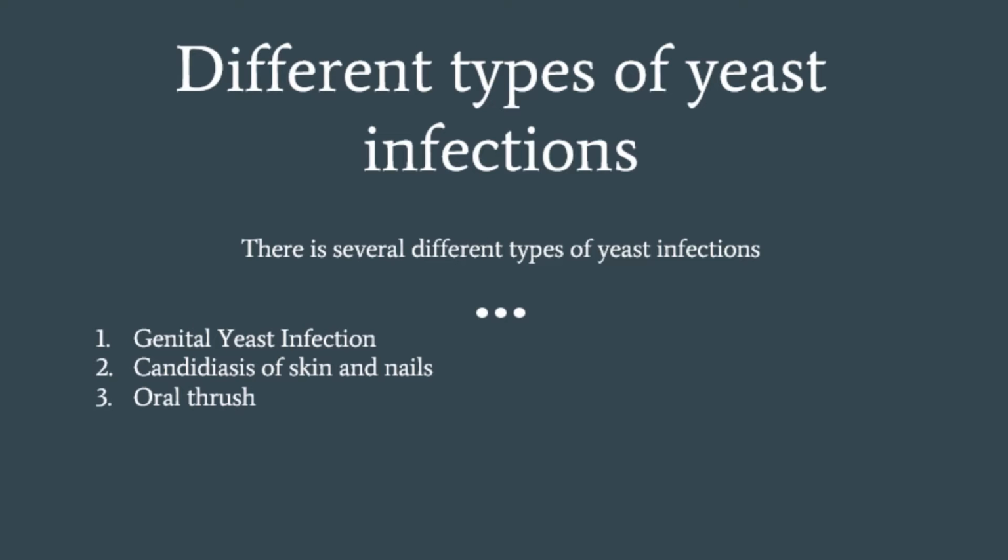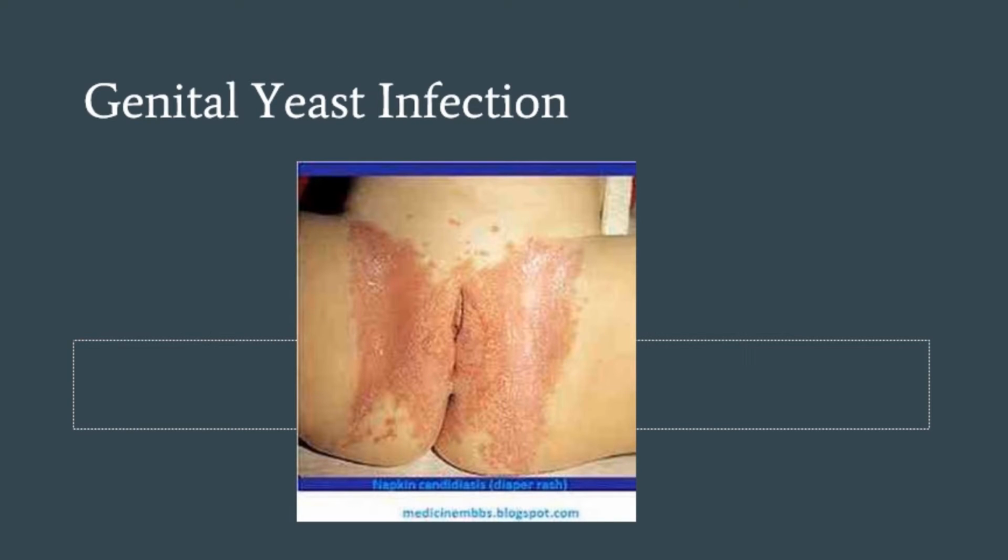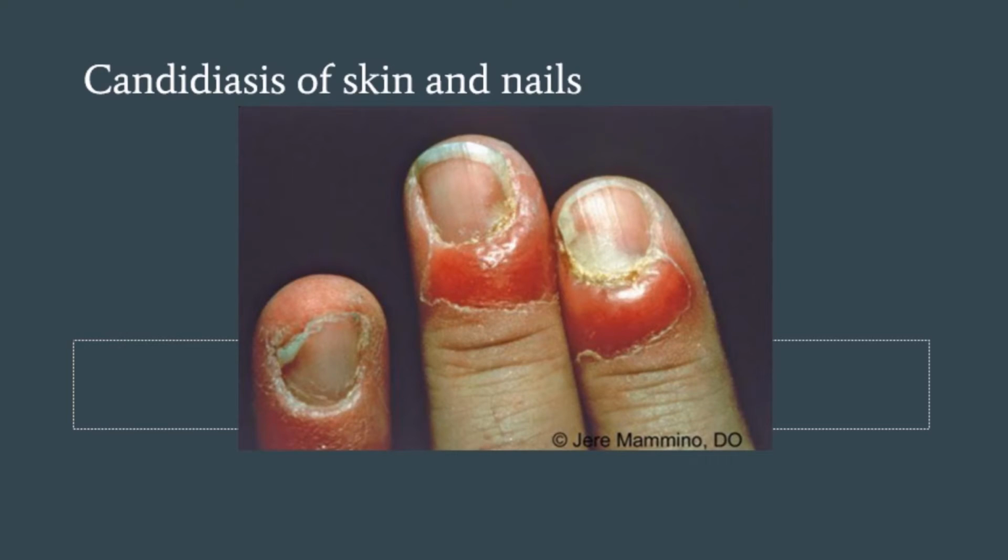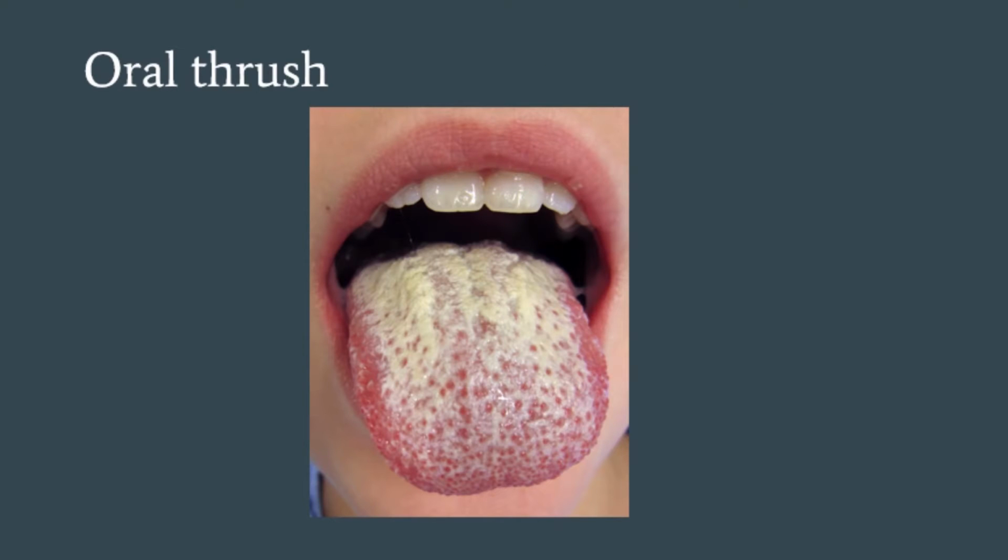Also, the chances of developing oral thrush skyrocket among cancer and HIV patients, who also have weakened immune systems. The following slides are a few pictures of examples of yeast infections. Genital yeast infections of the vagina, candidiasis of the skin and nails, and oral thrush.